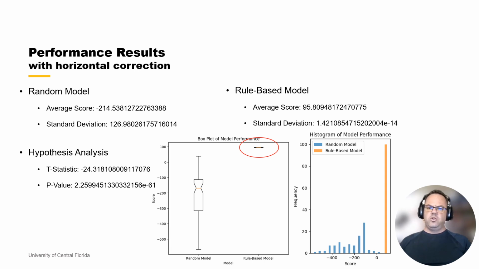So in summary, incorporation of the horizontal velocity adjustments into the enhanced rule-based model led to a dramatic improvement in performance. This model not only outperformed the Monte Carlo model, but did so with remarkable consistency. The data clearly shows that the rule-based strategy, when properly refined, such as by including horizontal correction, offers superior control and reliability in guiding the lunar lander to successful landings.